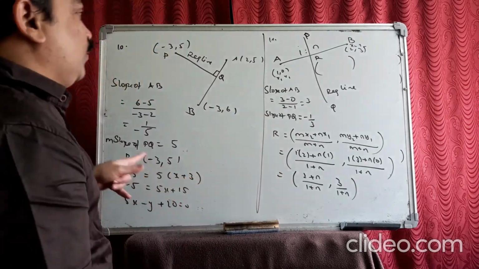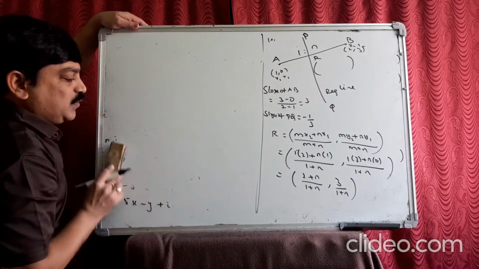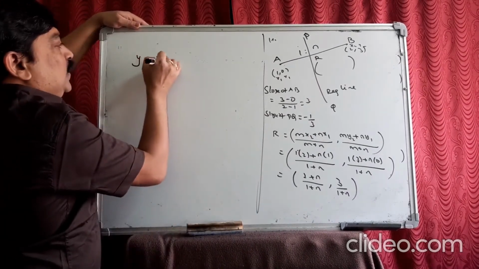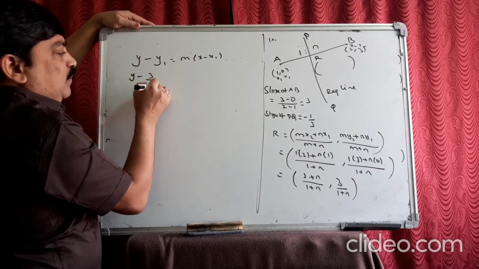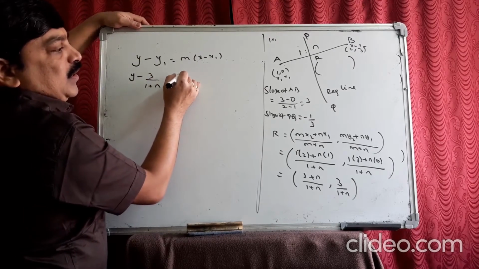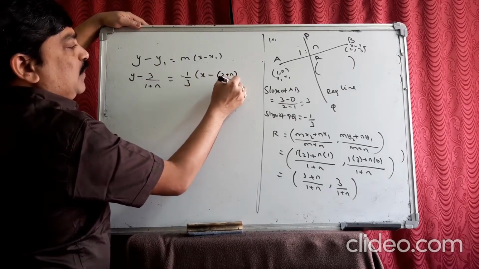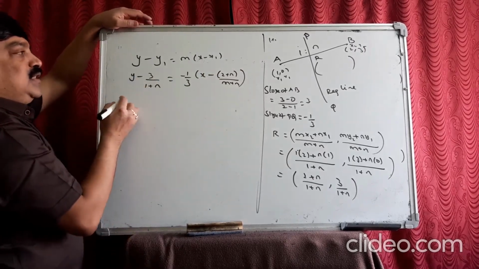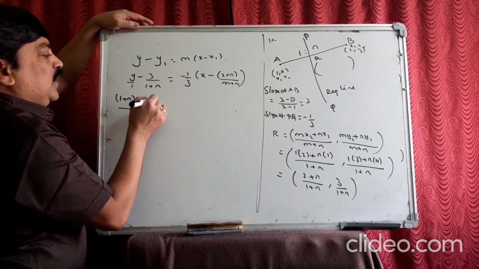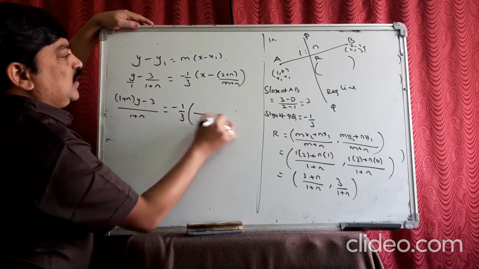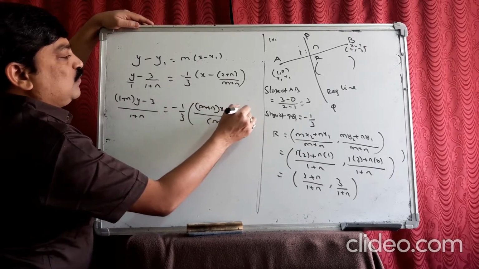When you have a point and a slope, what concept can we use here? You can use y minus y1 equals m into x minus x1. So y minus 3/(1+n), m is minus 1/3, into x minus (2+n)/(1+n). You can leave it like this actually, but let us take the LCM here: (1+n) into y minus 3, minus 1/3, here the LCM is (1+n), into x minus (2+n).